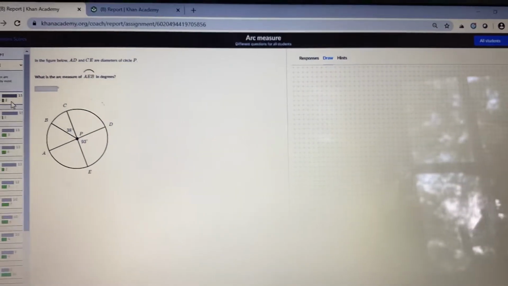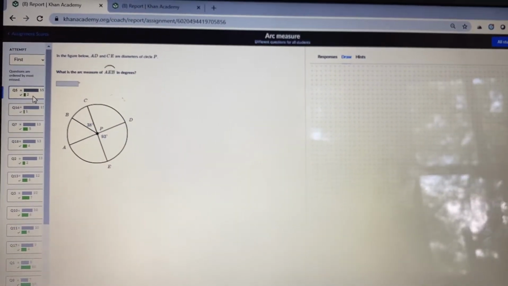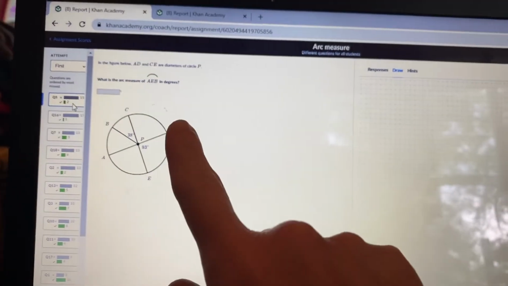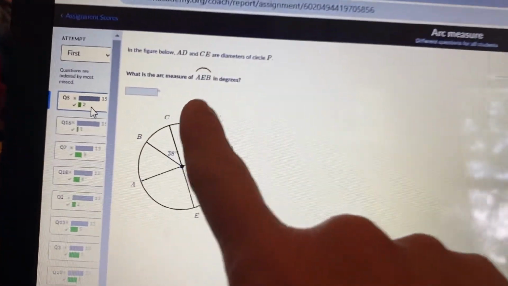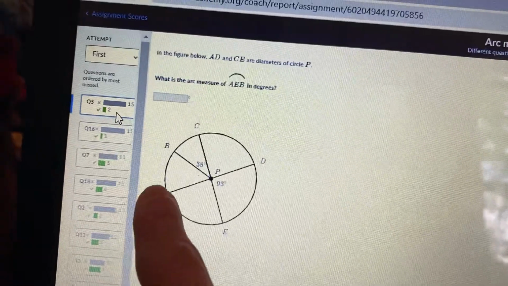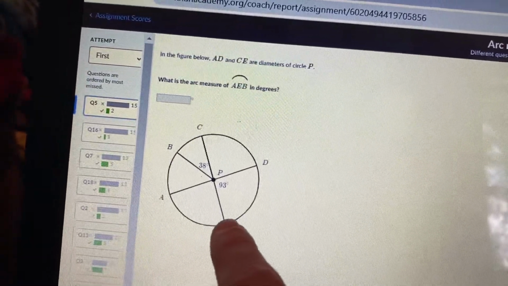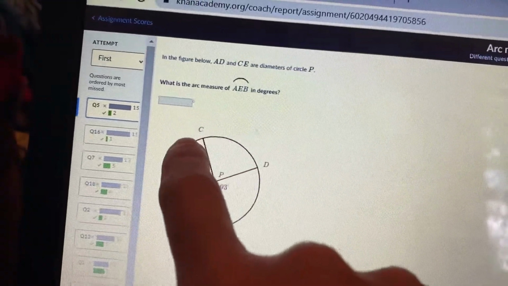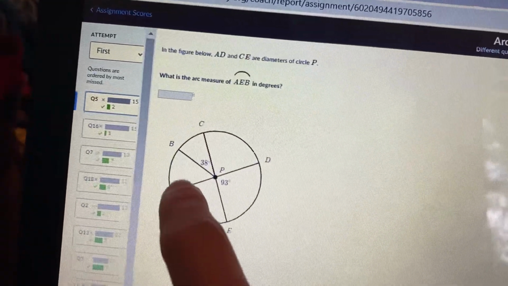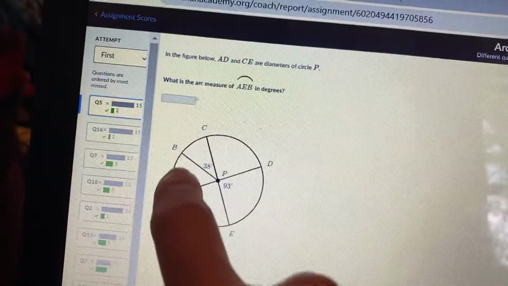Okay, to look a little bit more at arc measures, most of what I'm seeing missed is these major arcs. Anytime you have 3 letters, you need to go in that order. So you want to say A, B, E. You would have to go A to E all the way around to B. So you basically want all of the circle, but this little piece.